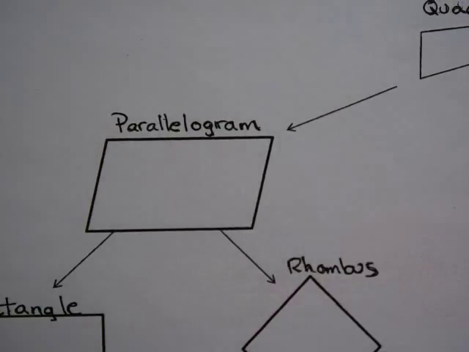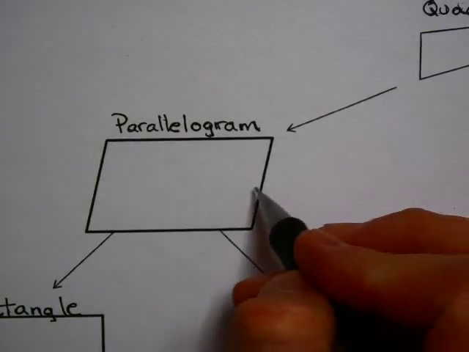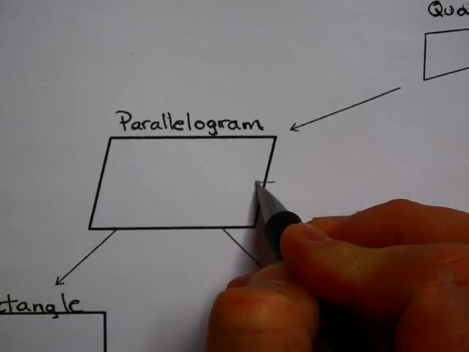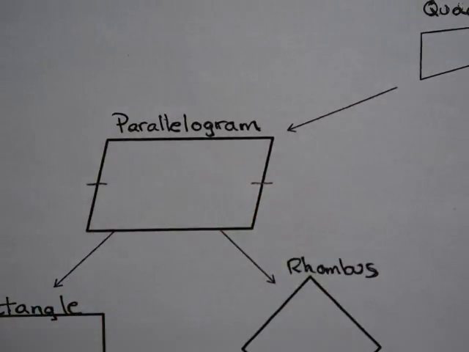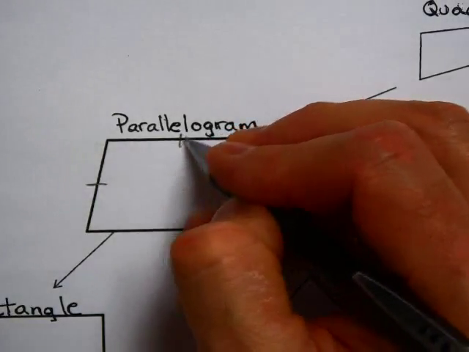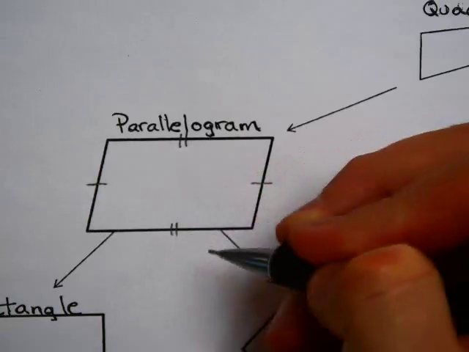It is a quadrilateral. It has some special properties. The opposite sides are equal. So this side and this side are equal, so I'm going to mark those as equal. This side is equal to this side.